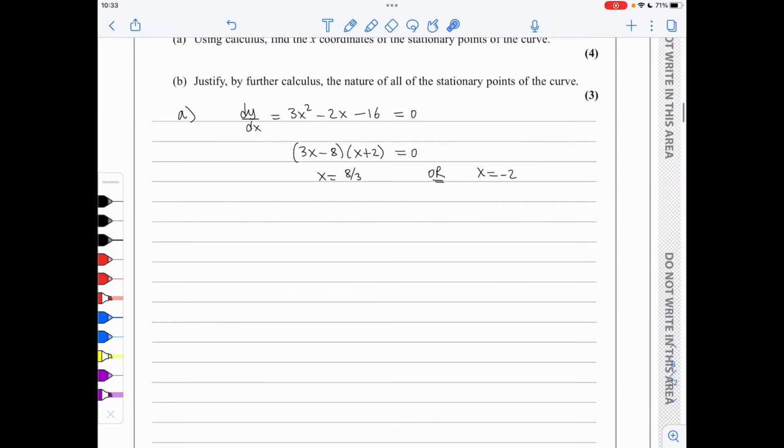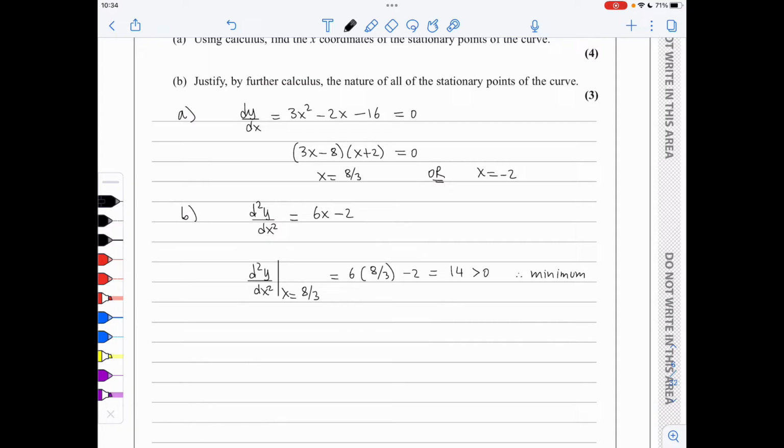This means we need to use the second derivative, so d squared y by dx squared. So we differentiate once more to get 6x minus 2. And what we need to do is evaluate the second derivative at each of the 2 points we have found in A. So at x is 8 over 3, would be 6 times 8 over 3 minus 2, which is 14. This is greater than 0, therefore it's a minimum.